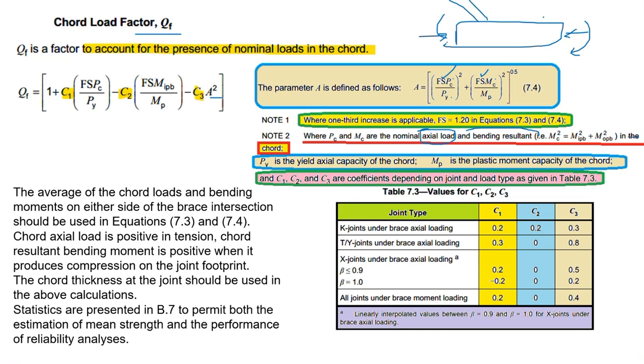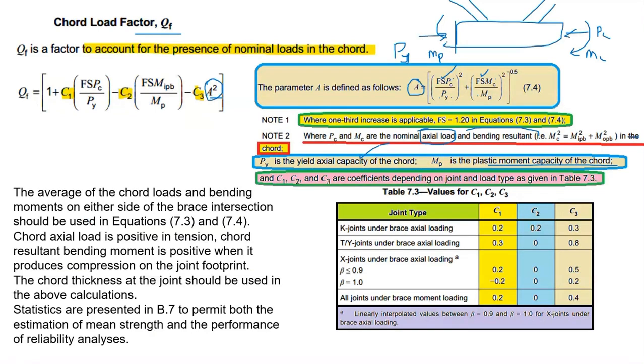And then this is the brace one. This is the chord. In the chord, whatever the axial load PC value and MC value, that we need to include. And then PY is the yield capacity of the chord. MP is the plastic moment capacity of the chord. This chord, whatever the yield capacity, that's the PY. And whatever is the chord's plastic moment capacity, that is MP. MP means plastic, Y means yield. So these two values also we have to calculate. Then once we substitute all these things, we can come to know the parameter A. That is the one here, A.